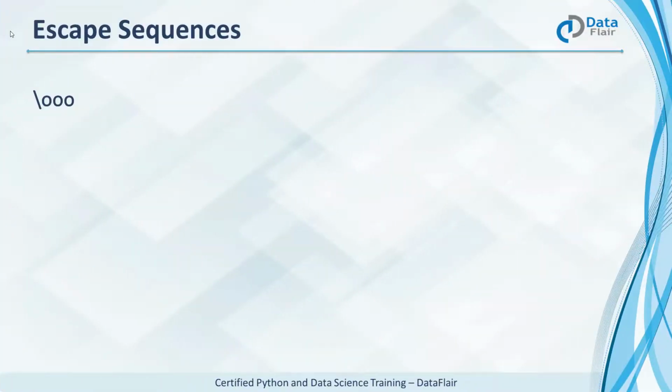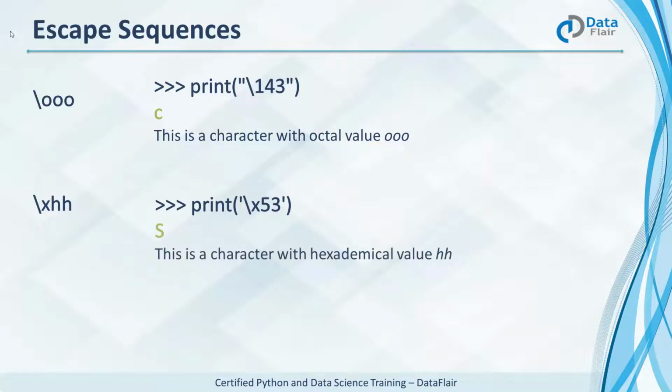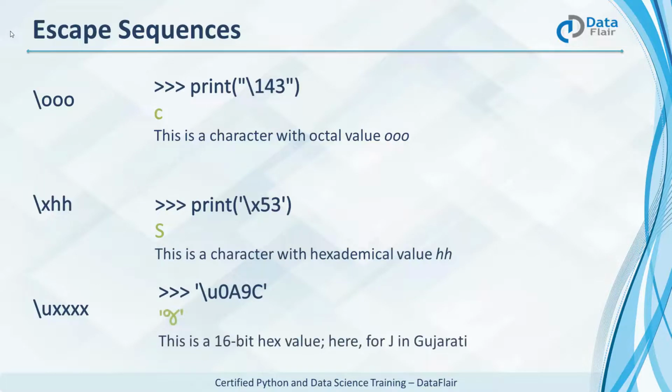We can also use the backslash to put a character in the octal number system. This prints the character C with the octal value 143. This one prints the character with the hexadecimal value of 53. And this one prints the value for J in Gujarati.